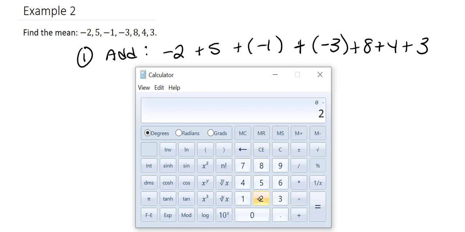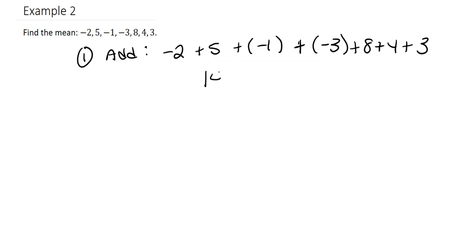And so let's go. We have -2, so that's -2 plus 5. Now we can go plus -1, so that just means -1 essentially. And then we can go plus -3, or we can just go -3, that's the same thing. Plus 8, plus 4, plus 3. And what do we get? We get 14. So that's our total.